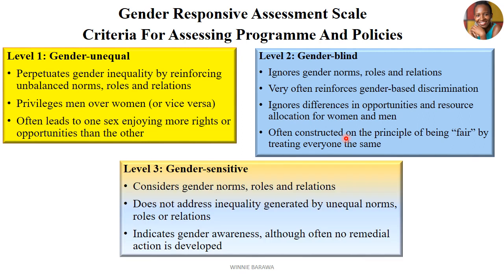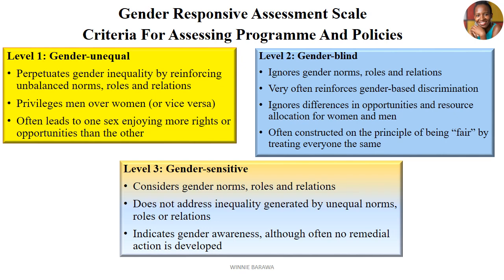In level 3, where we are saying the project is gender sensitive, this is a project that has become gender aware. It is considering gender norms, roles, and relations. And so what it does, though, it does not address the inequalities generated by the unequal norms, roles, and relations. It indicates gender awareness. However, there is no remedial action developed.